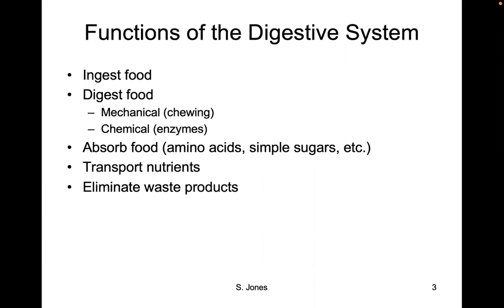So the first thing, digestion, is breaking the bigger things into smaller bits that our body can use. Again, going from proteins to amino acids, going from complex carbohydrates to simple sugars like glucose or maltose or things like that.